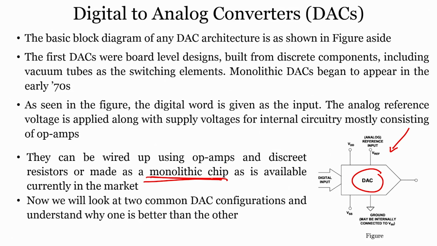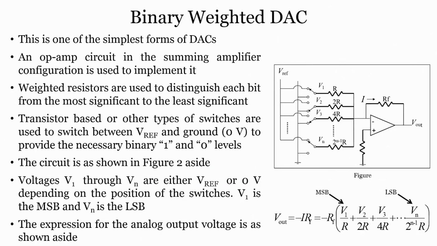Now, we will look at two common DACs and understand which one is better than the other. The first one we talk about is the binary weighted network. If you see the circuit, it is similar to our adder, or you can say summer. If you go back, you can understand how the adder works. This one is the simplest form of DAC. An op amp circuit in the summing amplifier configuration is used to implement it.